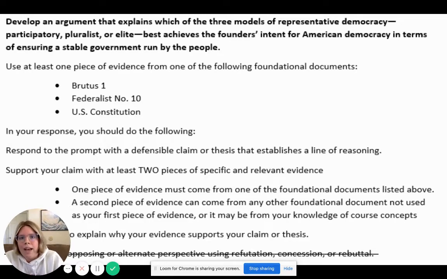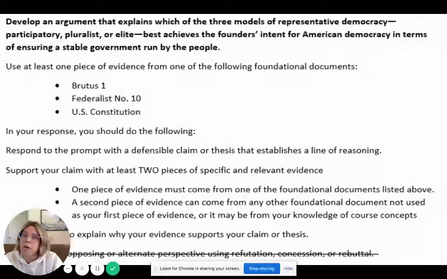And so this essay will require you to use knowledge from the foundational documents. They're going to give you foundational documents, but you can also use for a second piece of evidence, a Supreme Court case or some other material or historical evidence you learned from the class, basically. So let's go through. This is the question prompt, basically. So it says use at least one piece of evidence from the foundational documents. The documents for this one, they're giving to us Brutus 1, Fed 10, and the U.S.